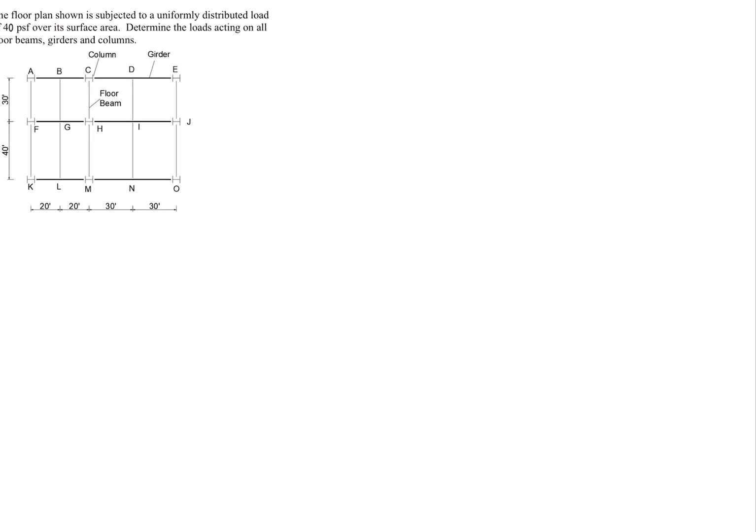So the first thing we have to take note of is that the dead loads are distributed in this order. It goes from the slab to the beams to the girders and finally to the columns. The slab load is already accounted for, which is the 40 pounds per square foot over its surface area. We will start by calculating the dead load for the beams, and then the girders, and then the columns.